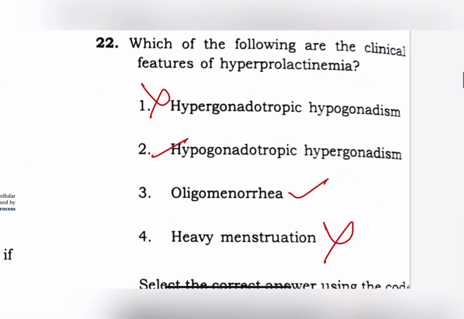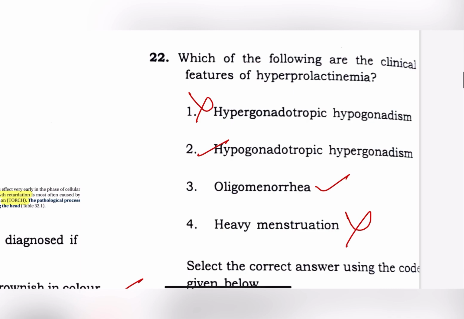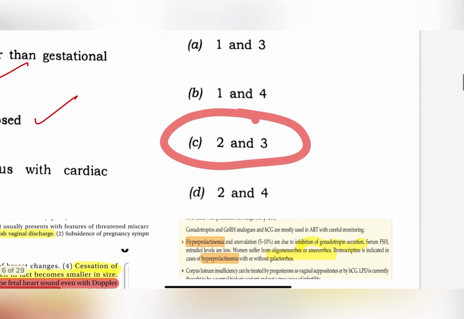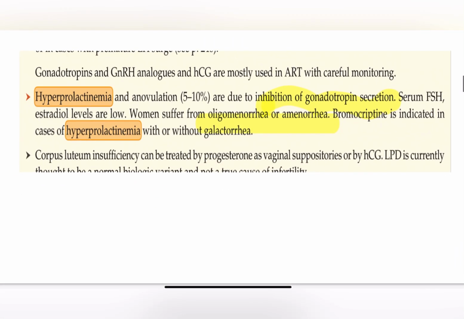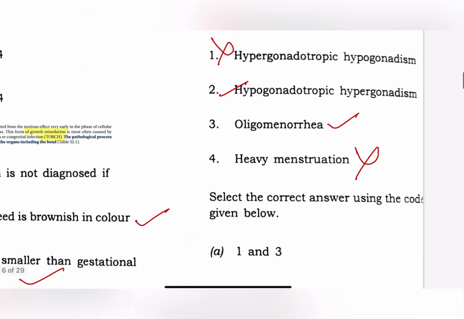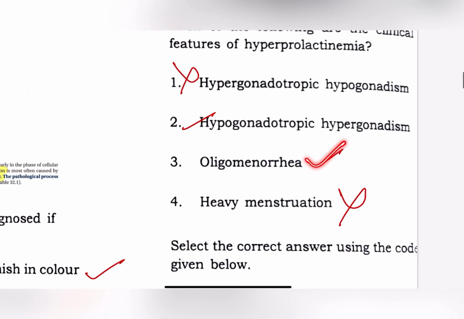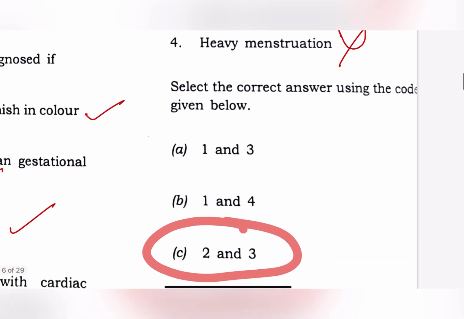In question number 22, which of the following are the clinical features of hyperprolactinemia? In hyperprolactinemia, why is it occurring? Because of the inhibition of gonadotropin secretion. So women suffer from oligomenorrhea or amenorrhea. In this case, what they are saying is oligo, that is true, heavy is wrong, and it is gonadotropin deficiency and it is hypogonadotropic hypogonadism. So the answer for this is 2 and 3.